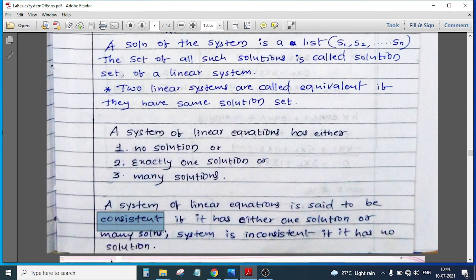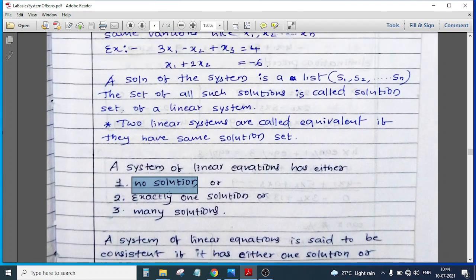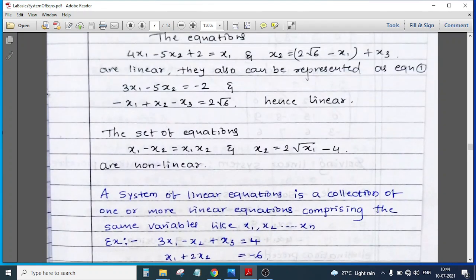That means when it is inconsistent, very simple, when it satisfies your option number 1. What is option number 1? When we don't get any solution when we solve a system of linear equations. Okay, so remember this definition friends, when our linear system would be consistent and when it would be inconsistent.